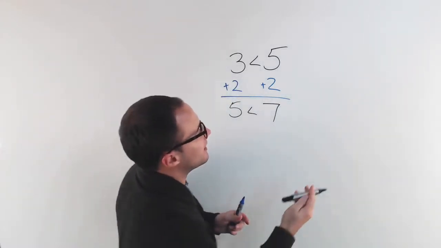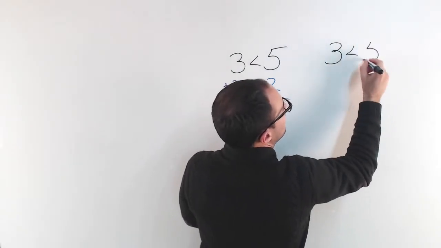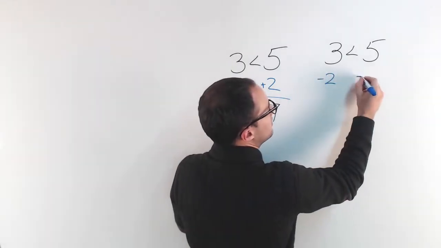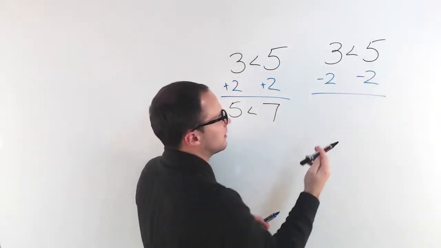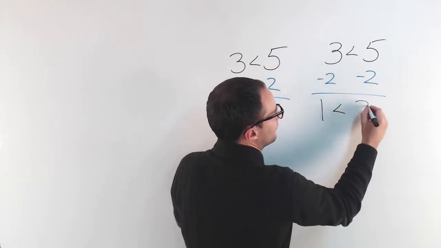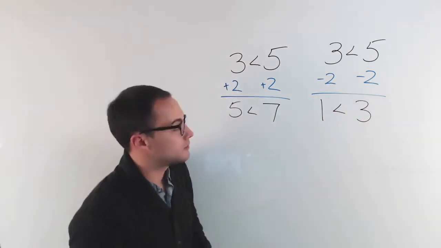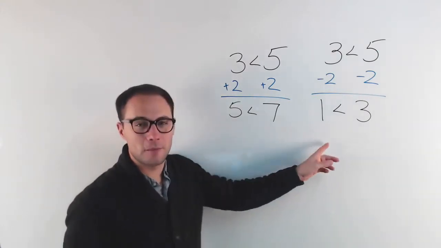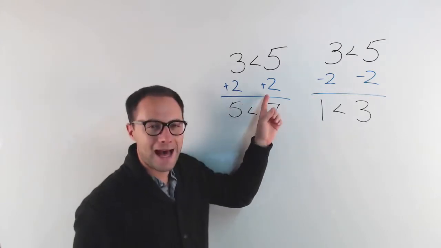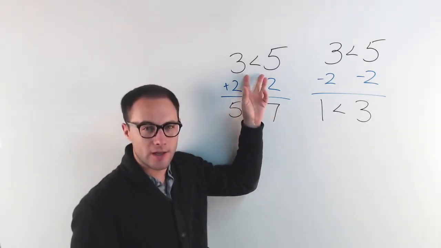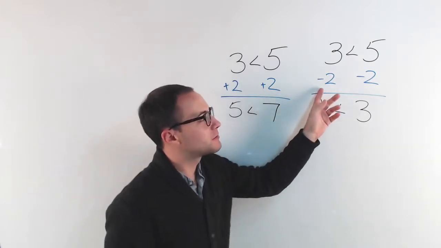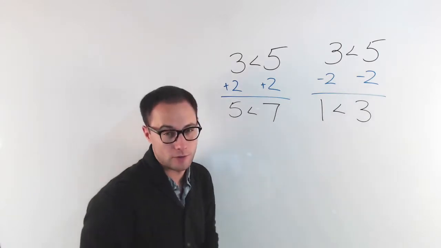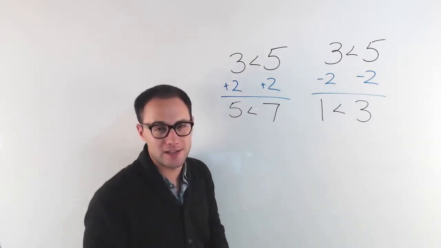Let's do that again, but this time, instead of adding 2, let's subtract 2. If I subtract 2 from both sides, then I get 1 is less than 3. Is that still true? Yeah, 1 is still less than 3. That's pretty obvious. So with this information, hopefully you can see that if we add the same thing to both sides of an inequality, it stays true. If we subtract the same thing from both sides of an inequality, it also stays true. So let's keep that in mind and let's try an example.